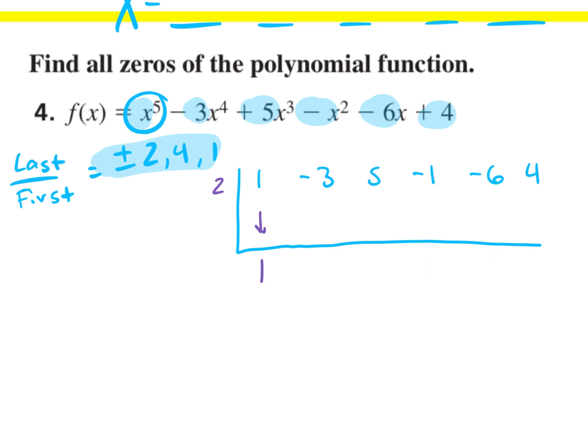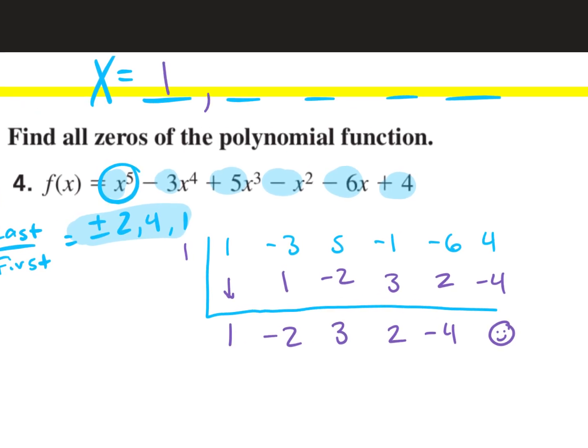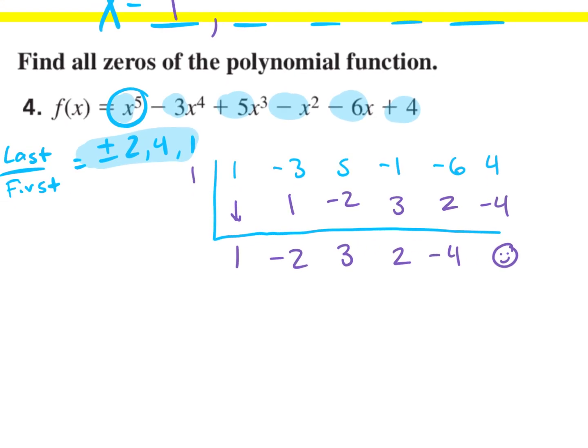Let's try 1. So multiply, add, multiply, add, multiply, add, multiply, add, multiply. Does 1 work? Yes. So x is equal to 1. What would I need to do next? So since I started with x to the 5th, my answer here is going to start with x to the 4th minus 2x cubed plus 3x squared plus 2x minus 4.